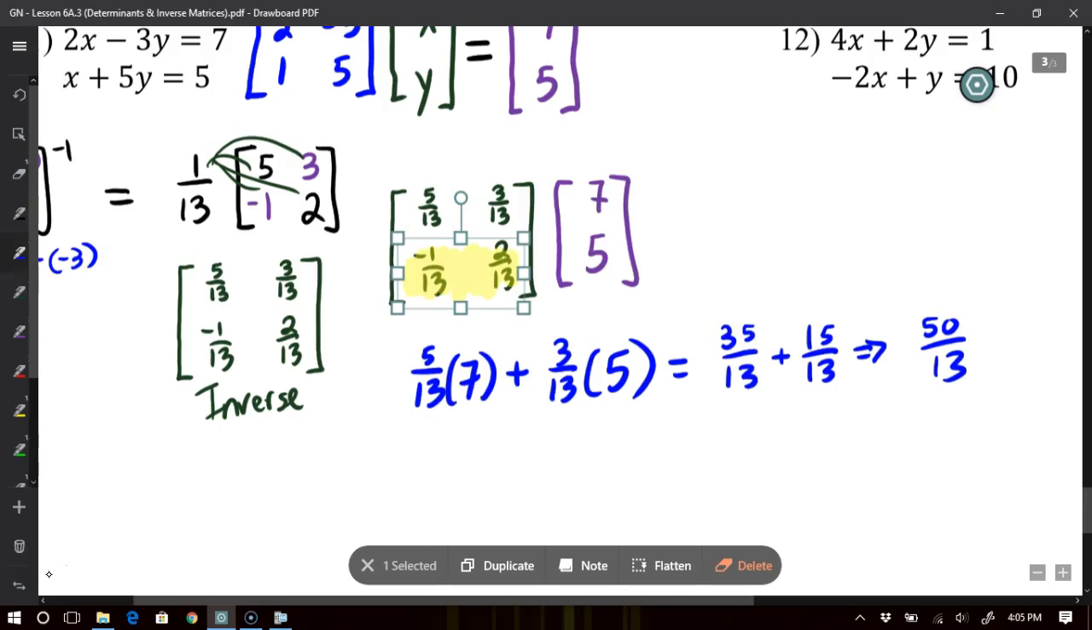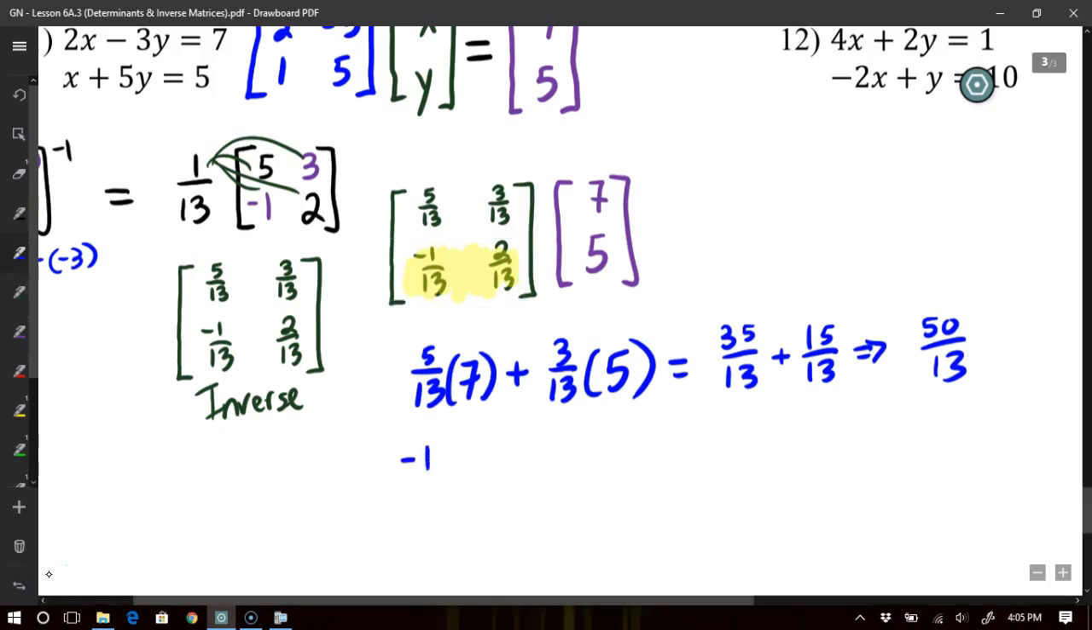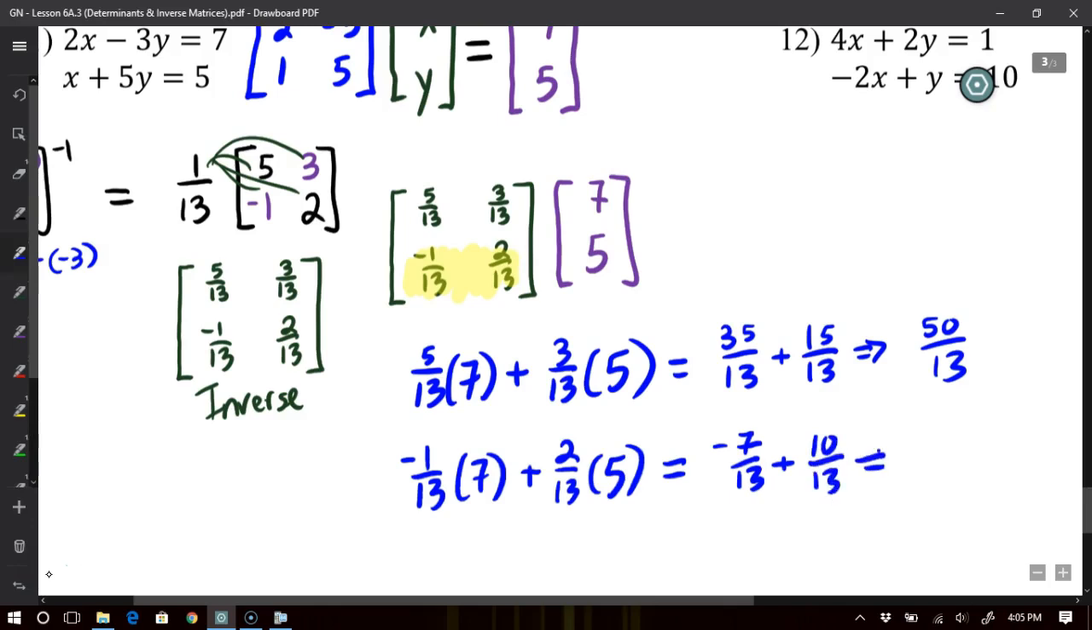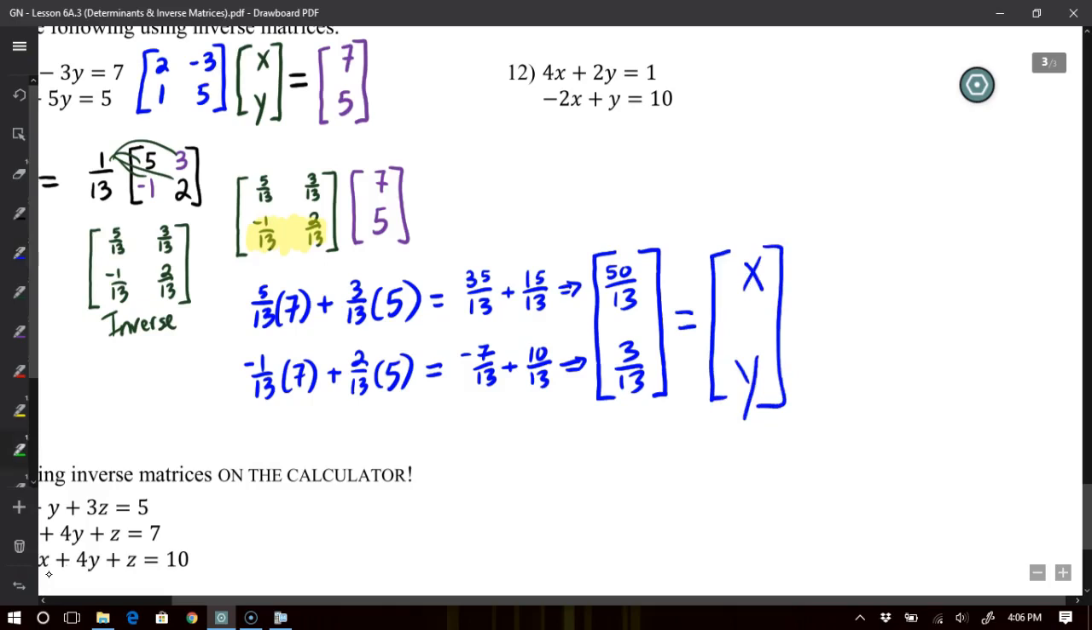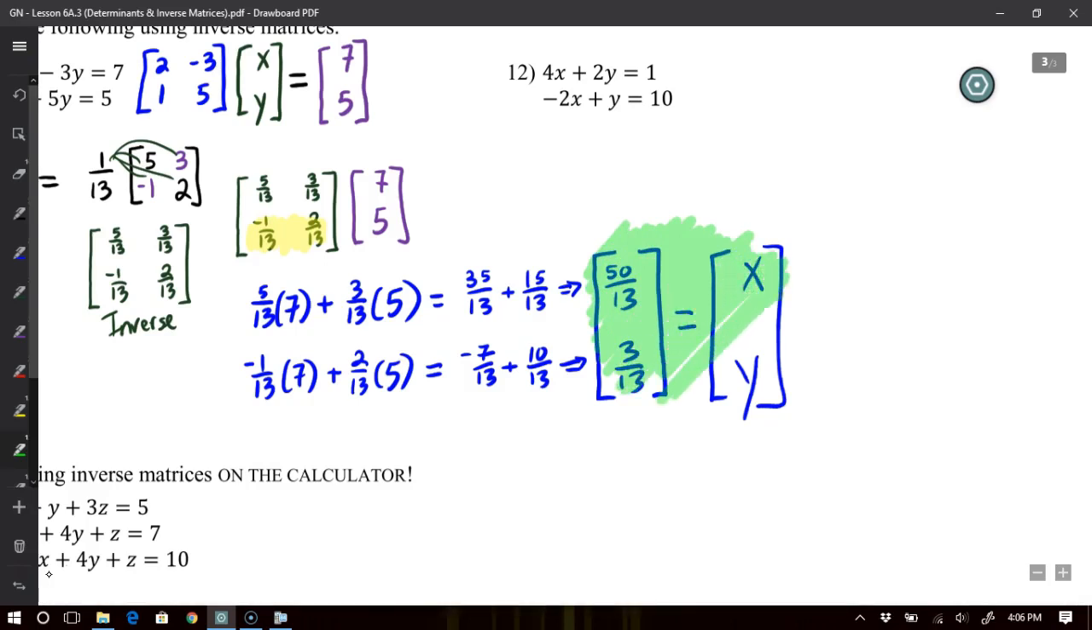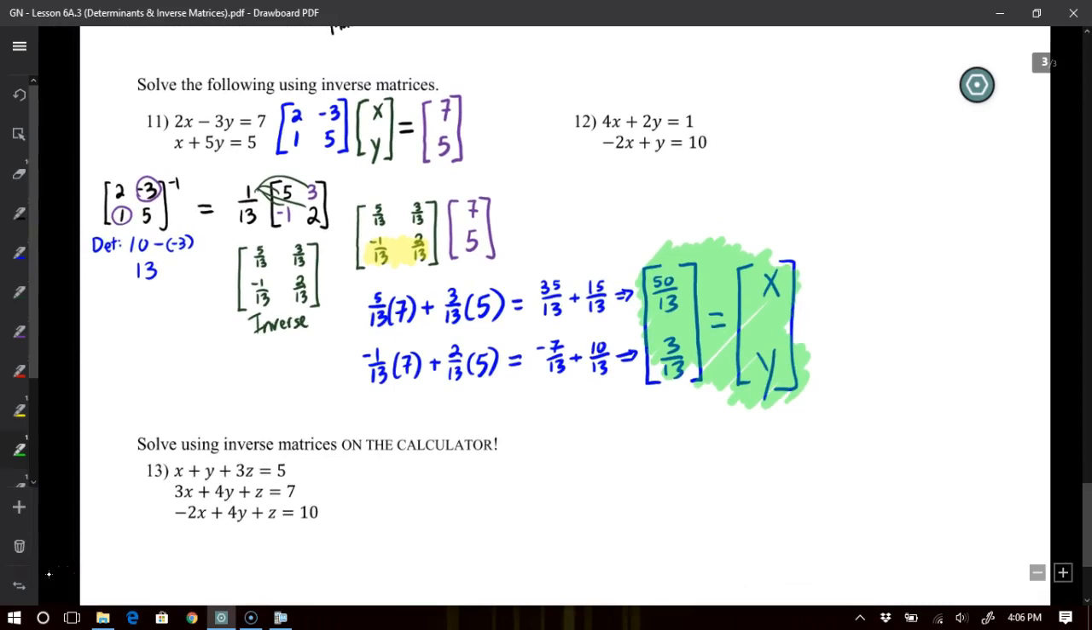And I repeat it with the second row. I have negative 1 over 13 times 7 plus 2 over 13 times 5. It gives me negative 7 over 13 plus 10 over 13, which gives me 3 over 13. And those represent your values for x and y. So this equals the variable matrix x, y. And that is our final answer. Our x value is 50 over 13. Our y value is 3 over 13.